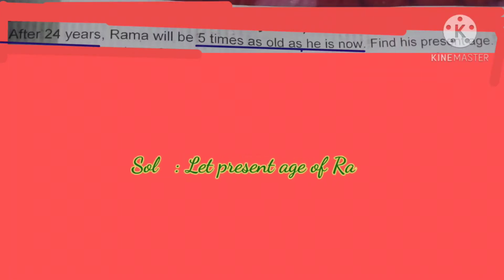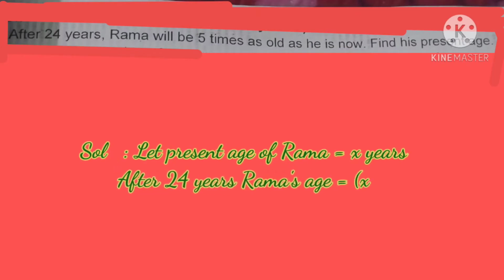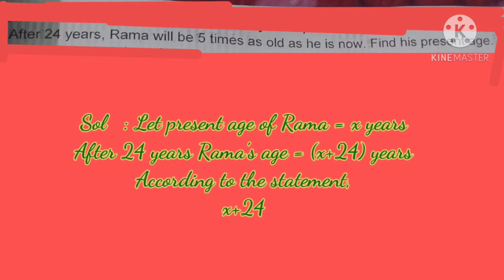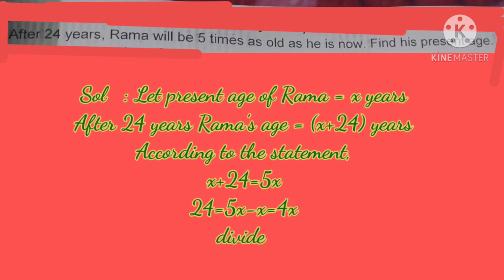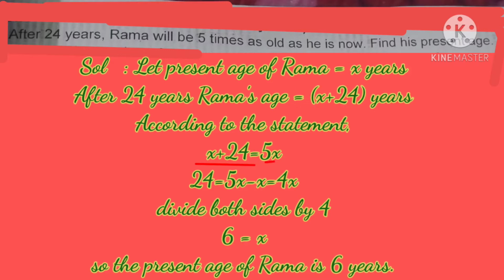So let's do our second question. So question is, after 24 years Rama will be 5 times as old as he is now. Find his present age. So we have to find his present age. So we will suppose, let present age of Rama is x years. After 24 years his age will be x plus 24. So according to the statement, after 24 years Rama's age will be 5 times as he is now. So x plus 24 is equal to 5 times his present age.